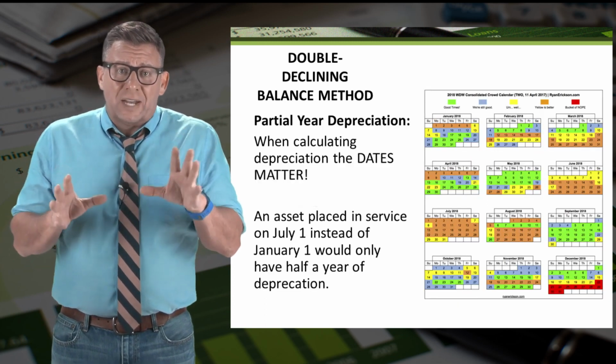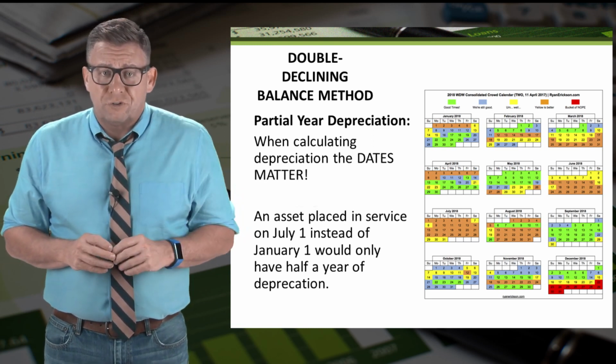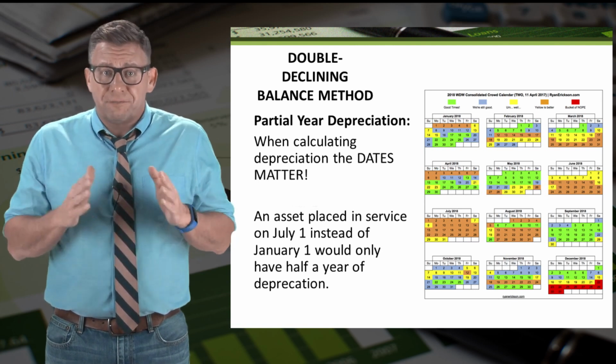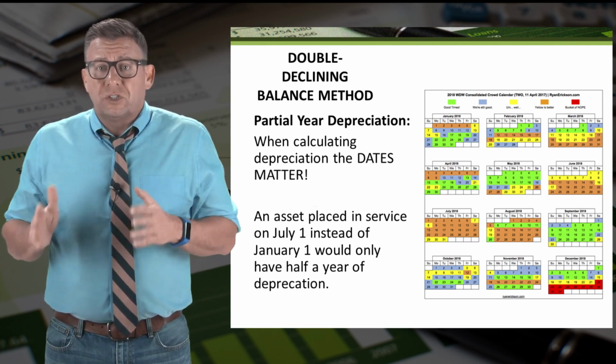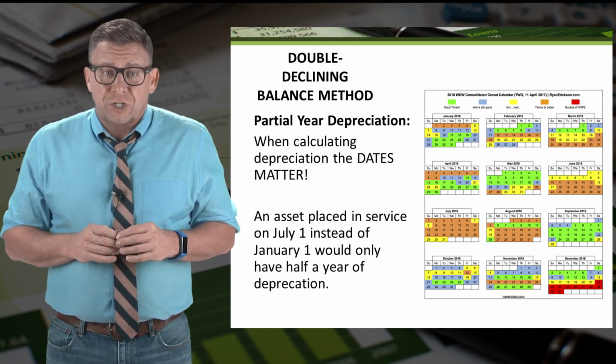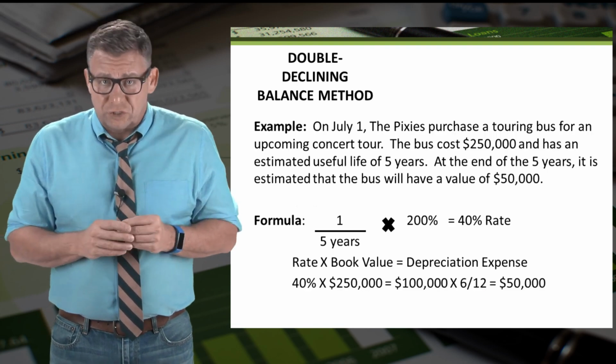The final concept related to double declining balance depreciation is partial year depreciation. When assets are placed in service on dates other than the first of the year, we need to adjust how much depreciation we record for the first year. So let's look at our previous example, only let's change the acquisition date.